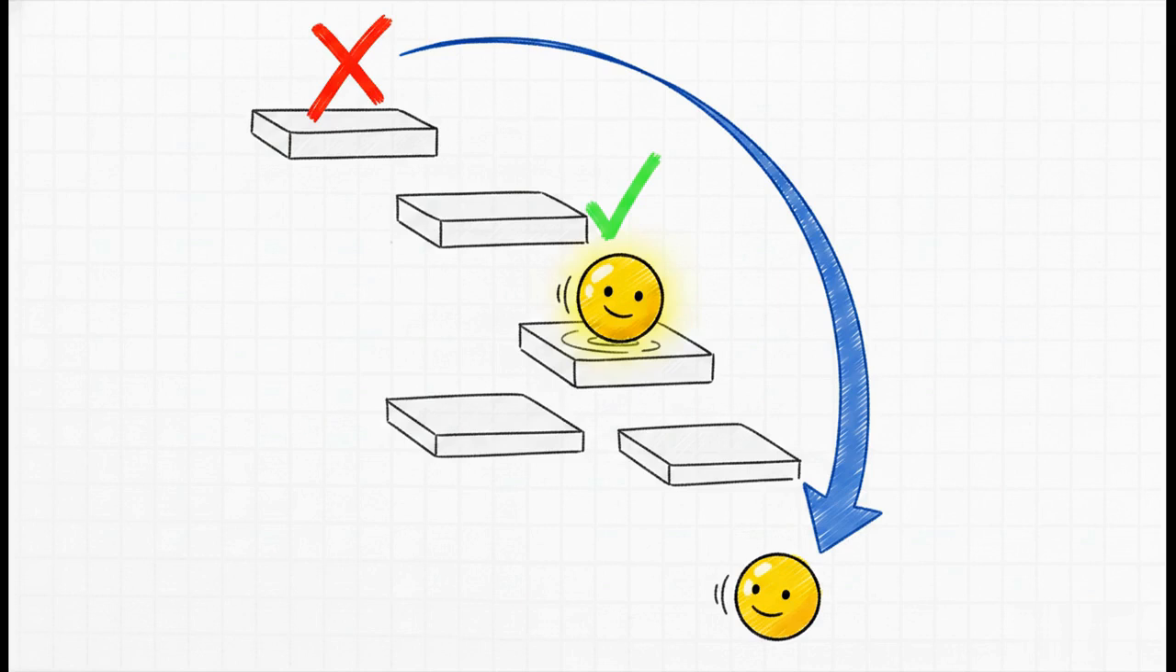And here's the real magic of the structure. Just like that bouncing ball, once it lands on a true condition, Python executes that block and completely skips the rest of the stairs. It won't even bother checking the lower grades.